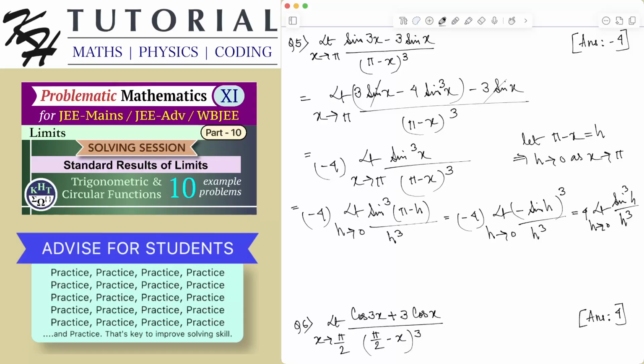So this is equal to 4 limit h tending to 0 (sin h by h) whole cube. So clearly this will be equal to 4 multiplied by 1 cube, which is equal to 4. But the answer is minus. Let me see what mistake I have done.